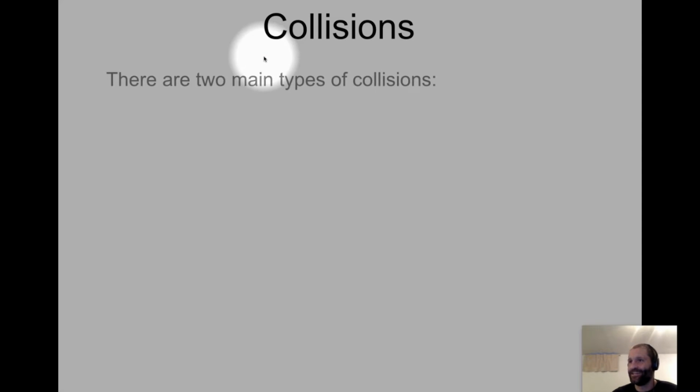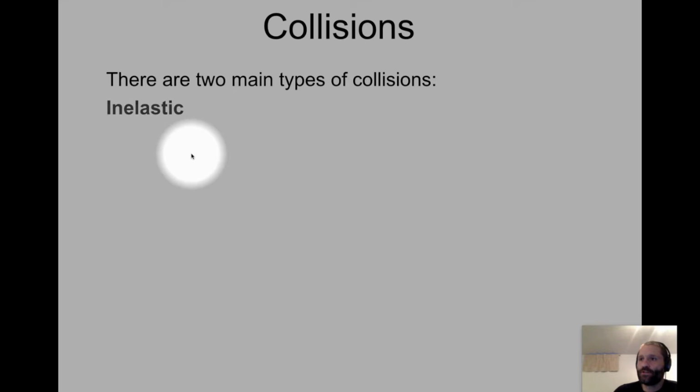You want to write collisions at the very top of your paper. There are two main types of collisions. This is in your notes right here on page 15 again. So there's inelastic and elastic collisions. That's what you should be writing down right there, and I'm going to explain what those are quite quickly. Remember, you can pause the video at any time if you need to.